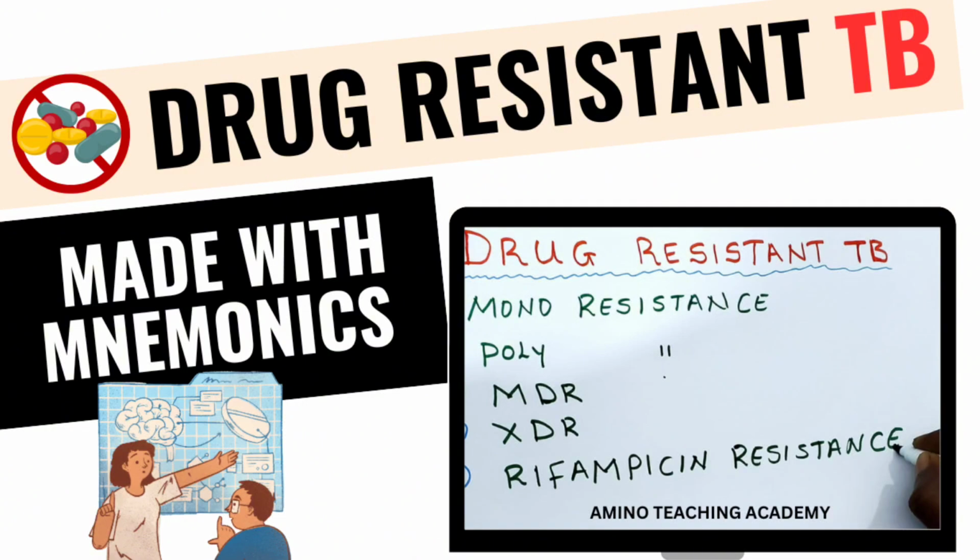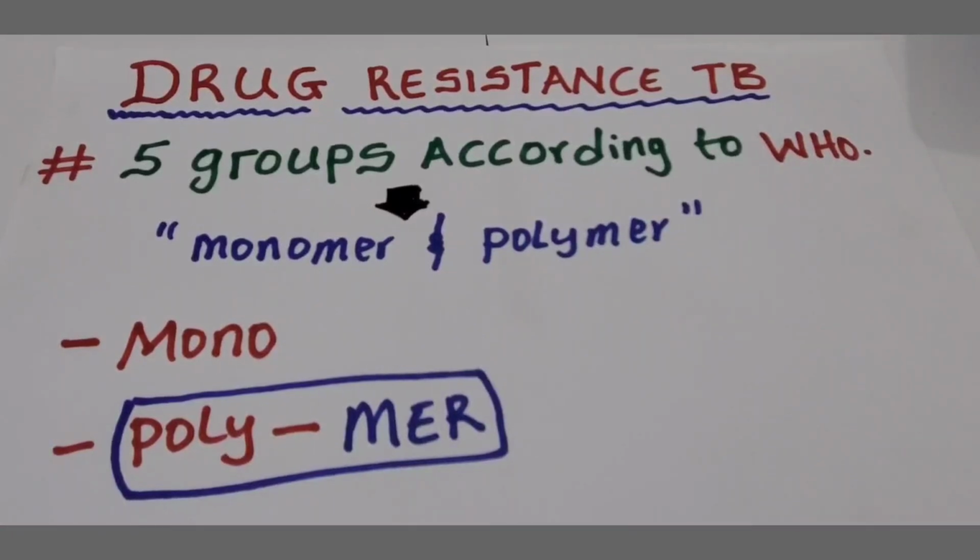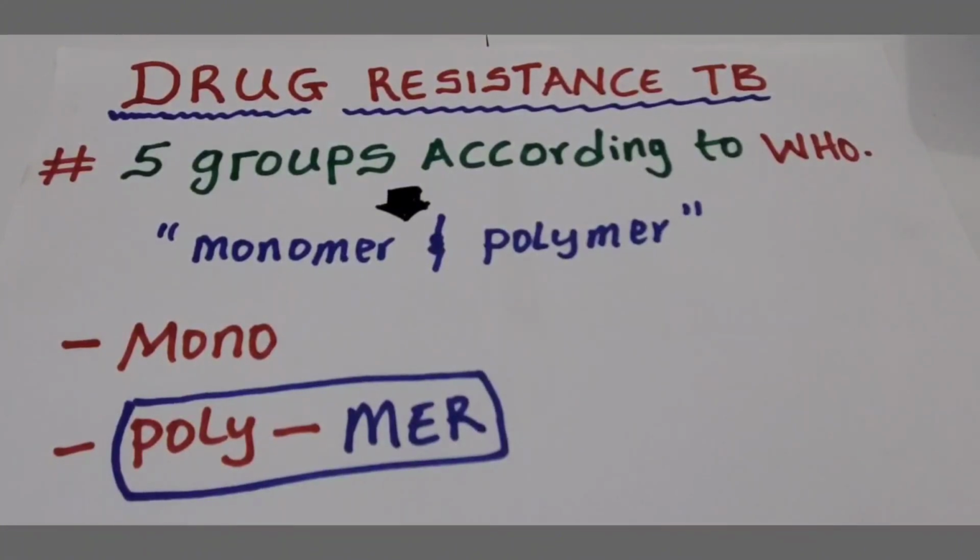And so today we are going to look at various drug-resistant TB, and we will understand them with ease and with a mnemonic. We have 5 groups according to WHO, and these groups of drug-resistant TB can be remembered using the mnemonic monomer and polymer. From the spelling of monomer, we have the first group, which is monoresistant TB, and from the spelling of polymer, we can derive the remaining 4 groups of drug-resistant TB.